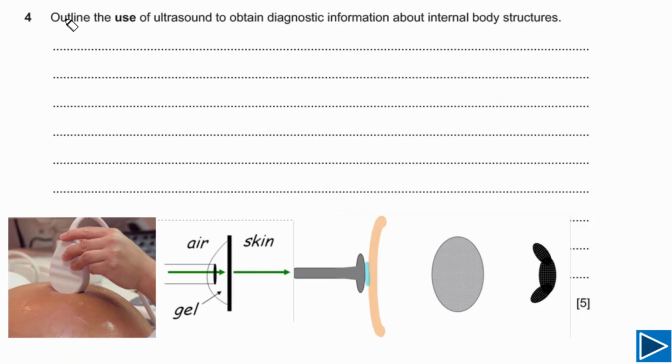For this question, we need to outline the use of ultrasound to obtain diagnostic information about internal body structures. This question is simply asking us how ultrasound is used to obtain information about internal body structure for diagnostic purposes. It means how information is obtained using ultrasound.